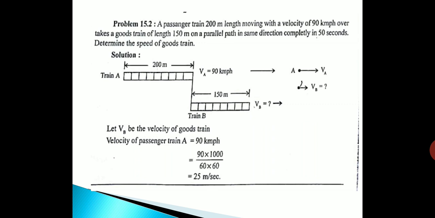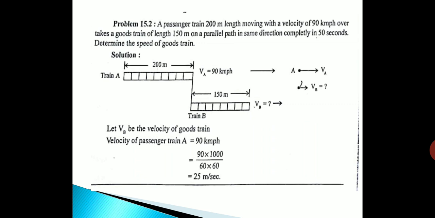So the schematic diagram here represents train A and B showing their lengths, such that train A has just overtaken train B. So now let's go ahead and find the velocity of the goods train, that is VB.